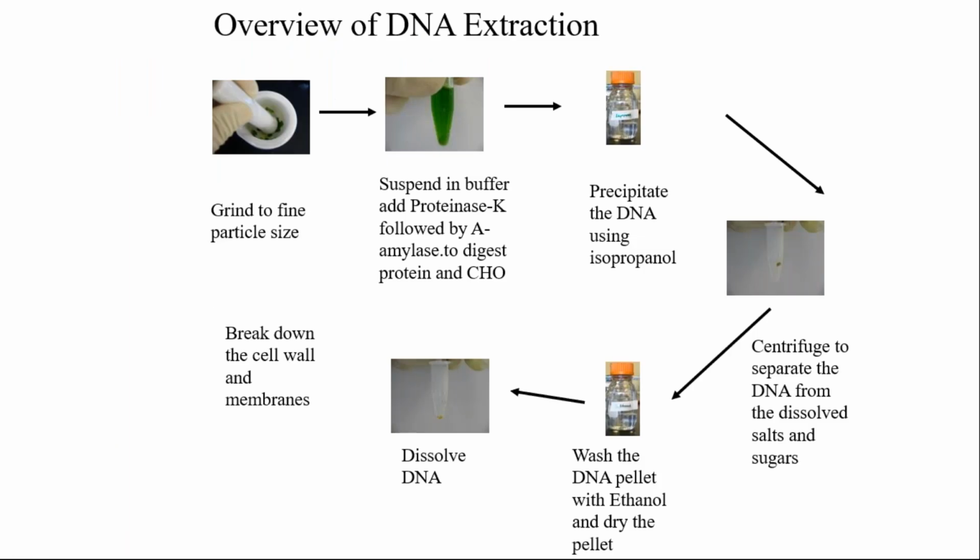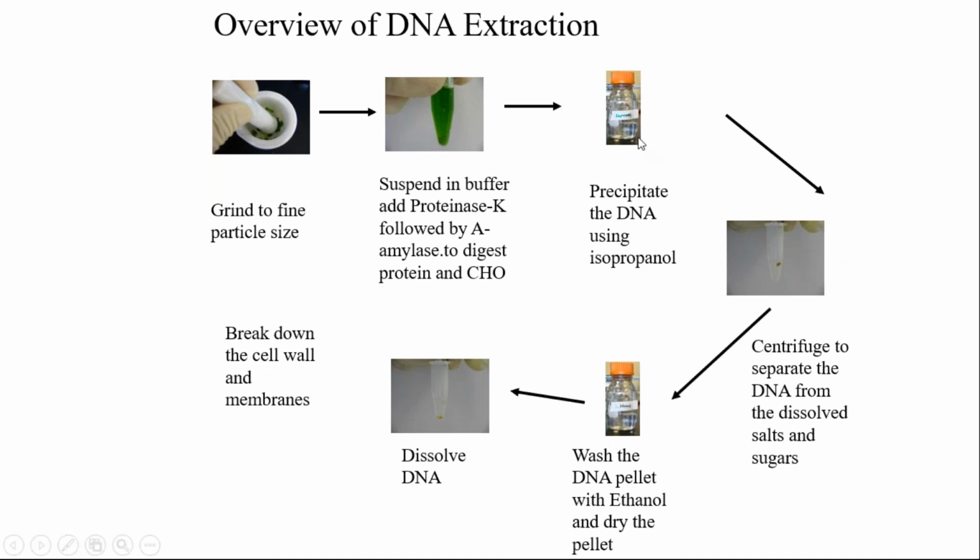So this is an overview of DNA extraction. We grind the material, whether it is food, plant, root, etc., to a fine particle size. Generally, you can do this with liquid nitrogen. You suspend it in buffer. You add the enzymes proteinase K, alpha amylase, RNase, and incubate it for about an hour to digest all these macromolecules. Then you precipitate the DNA using isopropanol or phenol chloroform, etc.